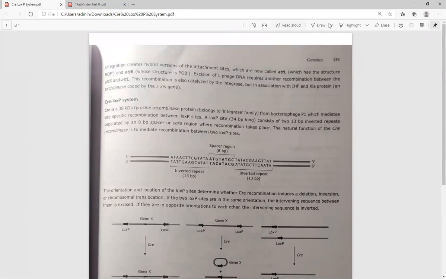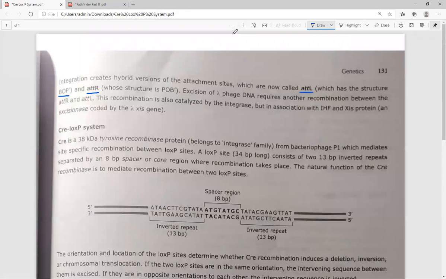See, integration of the lambda phage. Integration creates a hybrid version of the attachment site, which is referred to as attL, with the structure BOP dash, and attR will be produced, and the attR will have a structure that is referred to as POB dash. So there are two sites which are going to be produced. One is referred to as BOP dash, another one would be referred to as POB dash. These are the two attachment sites that would be produced.